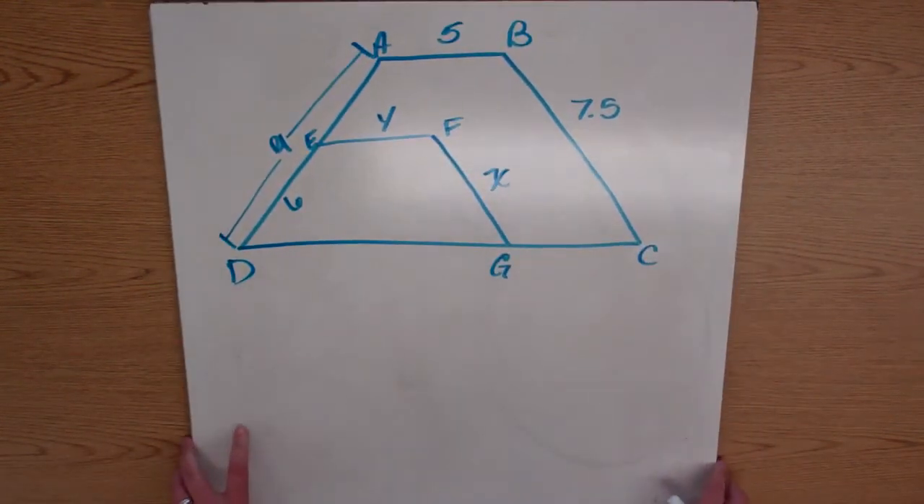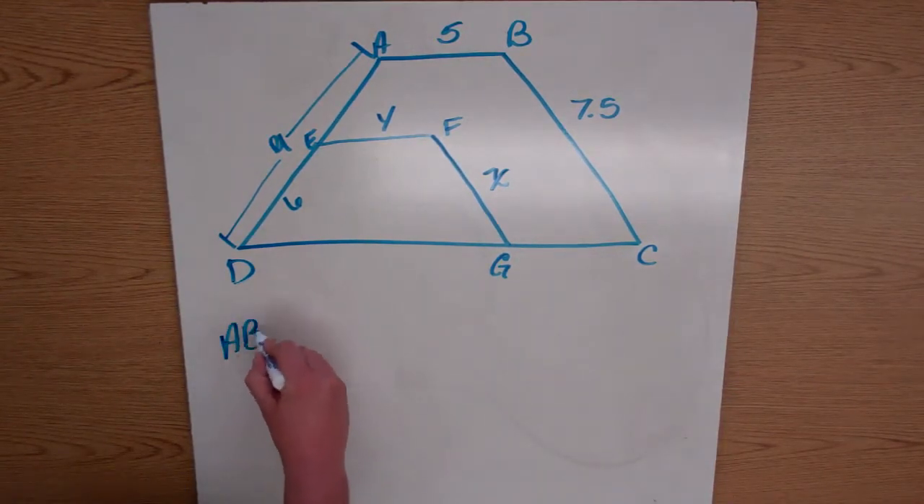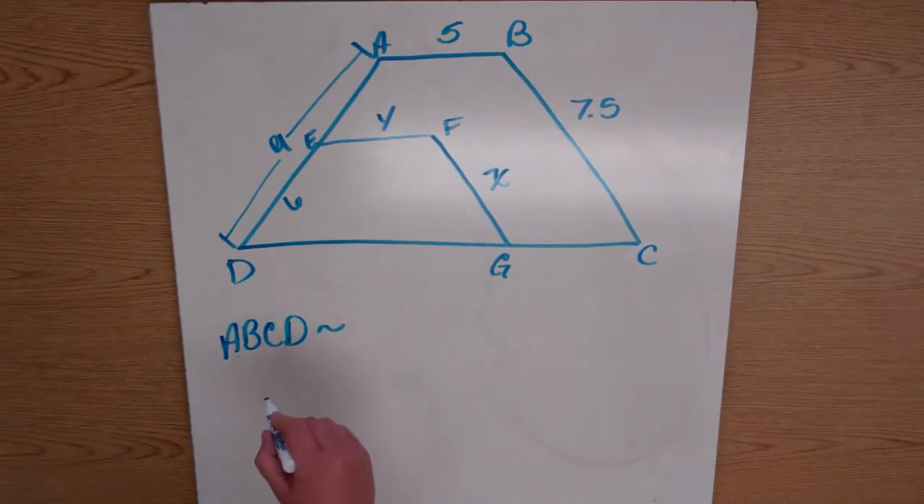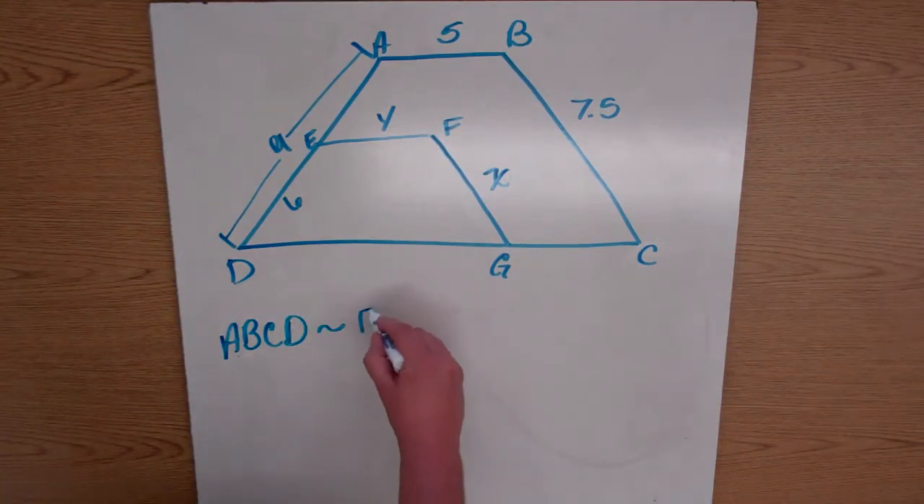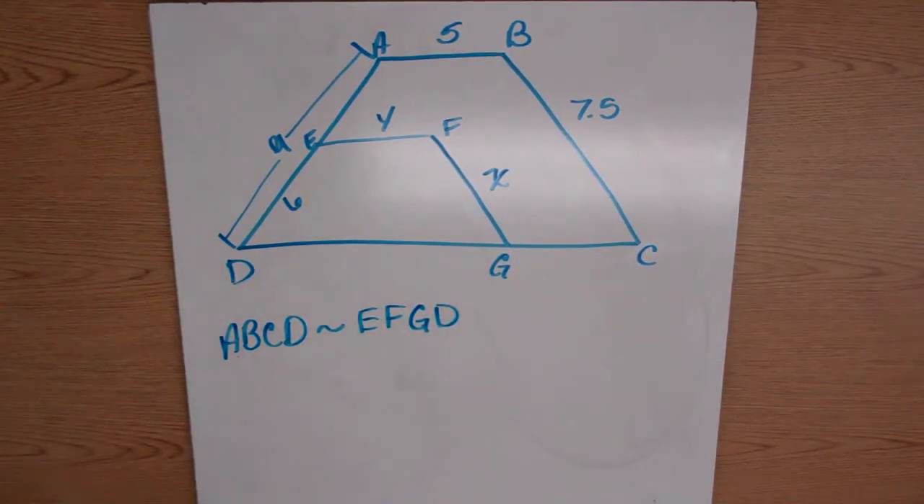All right, here's our final problem. We already know that these two trapezoids are similar. So we already know that ABCD is similar to EFGD. Since we already know they're similar, we can go ahead and find the value of x, which is right here.